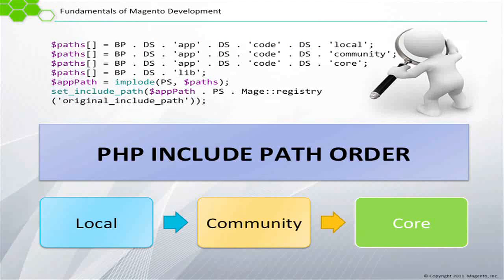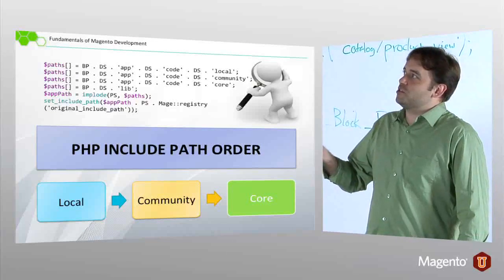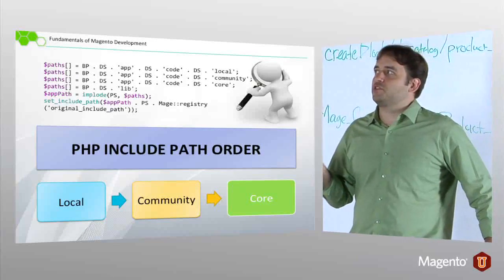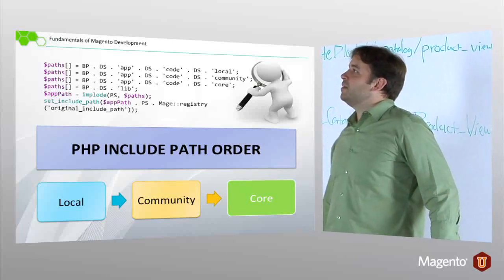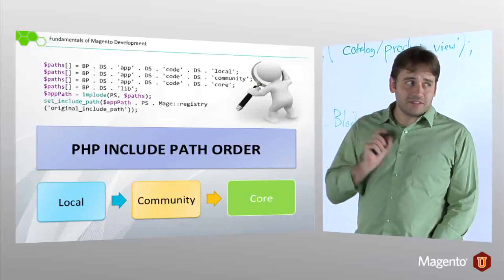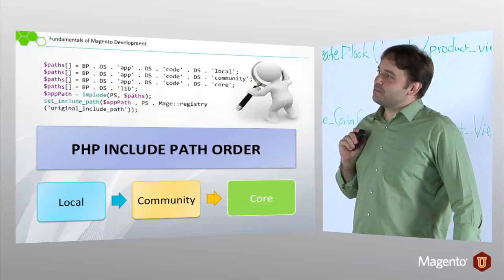Now you remember this. This is from app Mage.php. This was the part at the top. So this include path order, the order of precedence, local, community, core. Again, that's where this comes from. It's just simply the order in which we build out this array, and then the string. Yeah, it's that easy. Any questions? Okay, you guys are doing well.